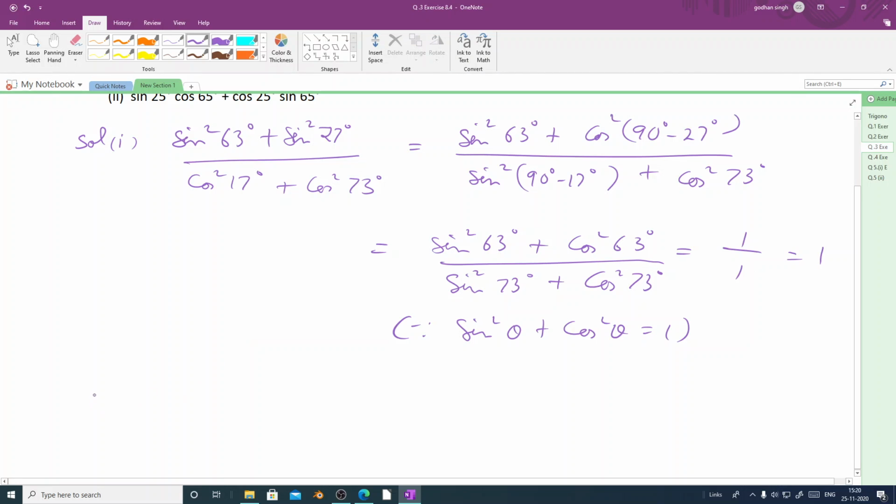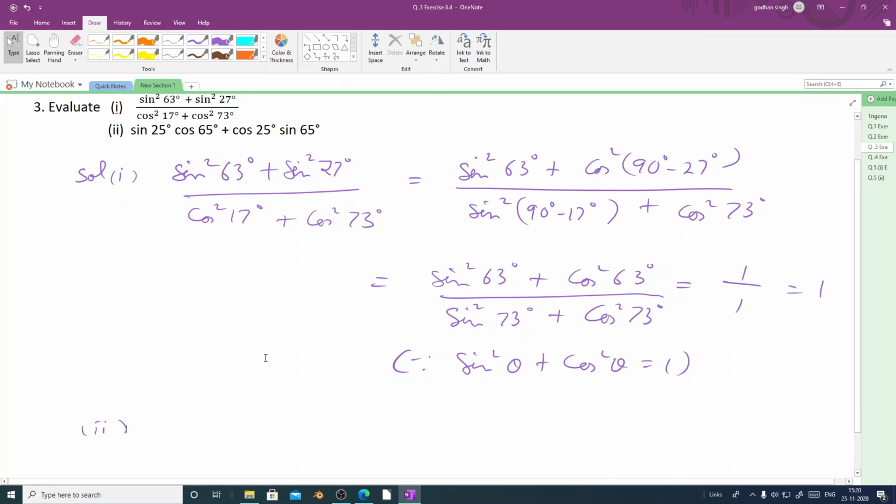Now let us do the second part. In the second part, we have to evaluate the value of sine 25 degree into cos 65 degree plus cos 25 degree into sine 65 degree. Here also we will do the same thing. We will convert one of these in terms of cos and here one of them in terms of sine, so that we can use the identity of sine square theta plus cos square theta as 1.